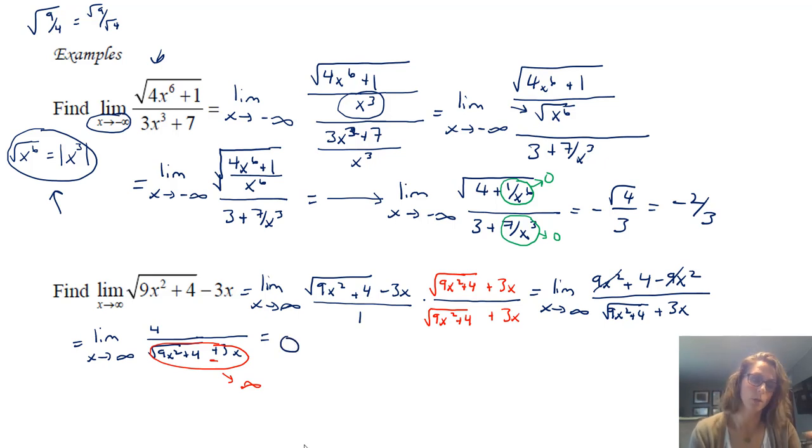And you can go ahead, if you want, and graph that function, the square root of 9x squared plus 4 minus 3x, see what it looks like in Desmos, and you should see as we go out to infinity that this function does approach 0.